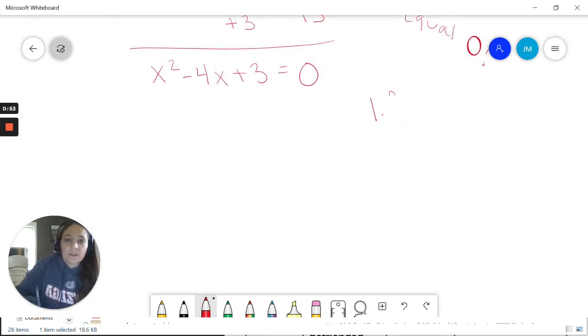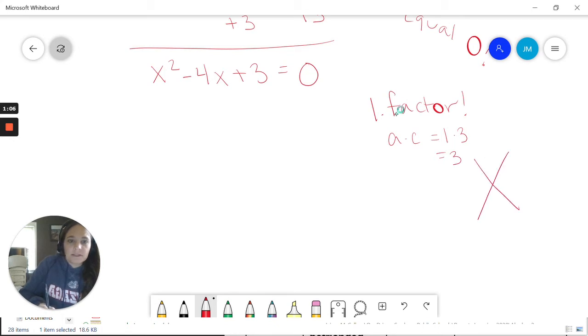So step 1 is to factor the problem. Okay, so we're going to say a times c is equal to 1 times 3, which is 3. So maybe I should do it in an x. Maybe that would help you guys. So what two factors multiply to 3 that add to -4? So again, we want to add to -4. So how about -1 and -3? -1 times -3 is +3. -1 plus -3 is -4.